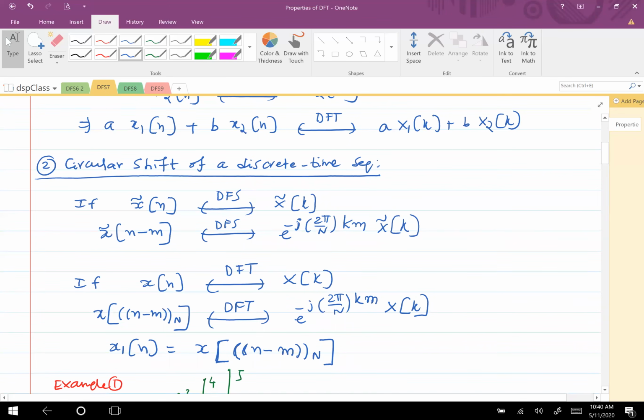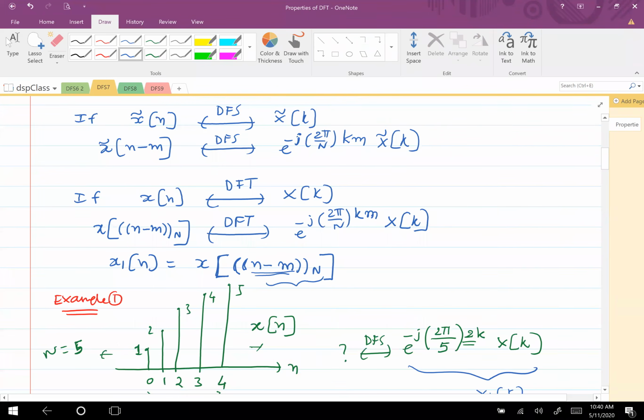Then we discussed circular shift, again same as what we discussed in the DFS, except that in place of n minus m there, you get n minus m modulo N. That's the only difference here compared to that. And you should already know by this time how you do this modulo operation and circular shift.